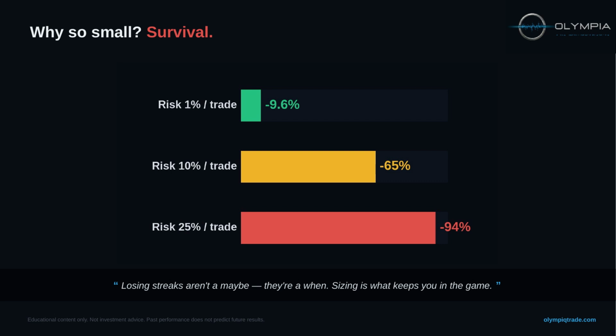10 losses in a row. Risk 1%, you're down 10%. That's a scratch. Risk 10%, you're down 65. Risk 25%, you're down 94 and you're wiped out. Losing streaks aren't a maybe. They're a when. Sizing keeps you in the game.